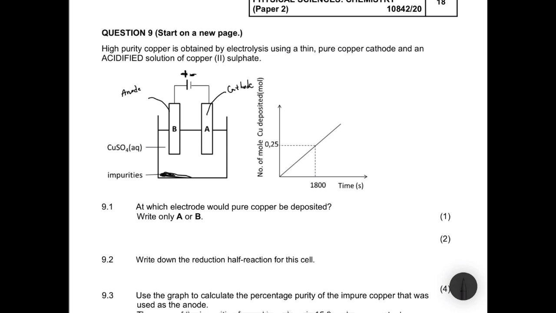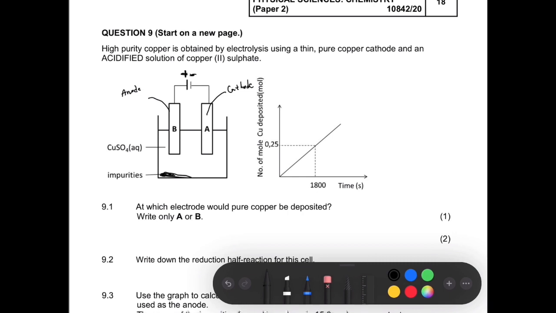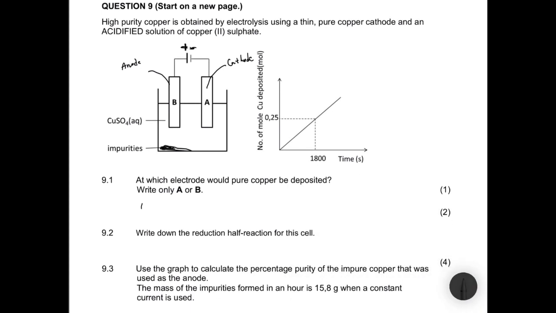But that's not what the question is asking us. At which electrode will pure copper be deposited? Right, only A or B. Where the pure copper is deposited, it's where reduction happens, the gaining of electrons that takes place at the cathode, right? So from that information, our answer would be A, right? That's where the pure copper will be deposited, because A is our cathode, and that's where reduction takes place.